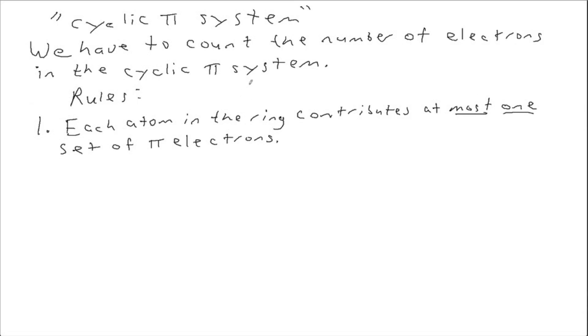So, since we're focusing on cyclic pi systems, we're almost always going to be focusing on a ring. So, the only atoms that can contribute are the atoms in the ring.